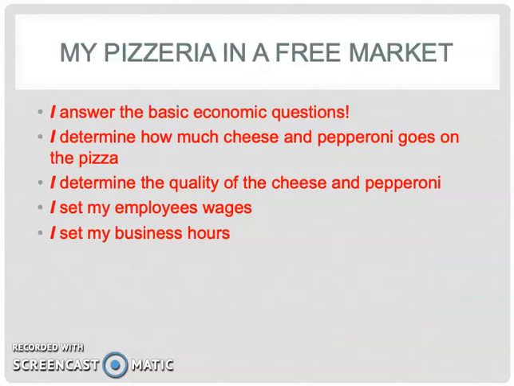So in a free market, if you own the pizzeria, you answer the economic questions. You determine how much cheese and pepperoni goes on a pizza. You determine the quality of the cheese and pepperoni, which means you can buy it however you want to. If you want to buy a nice expensive Sargento, or you can buy the cheap generic brand. All right, you can set your employees' wages, and you set your business hours.